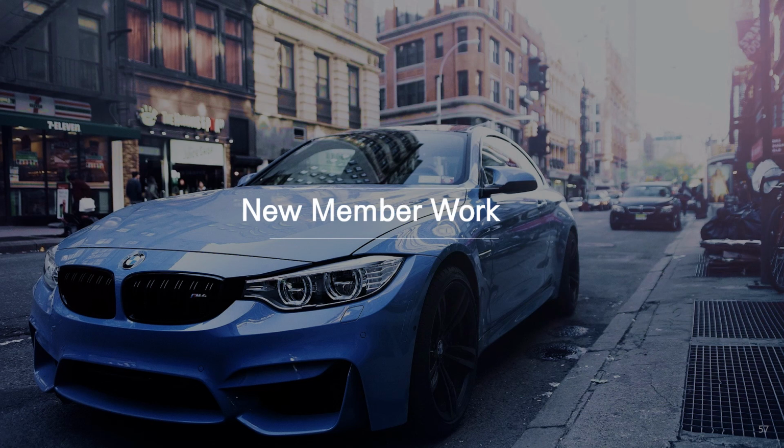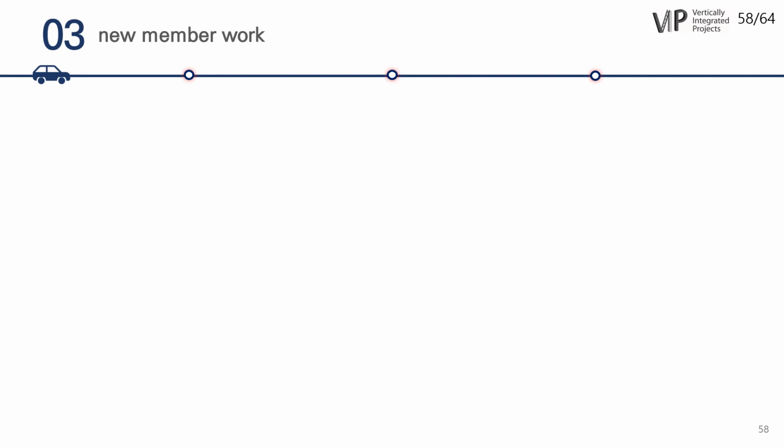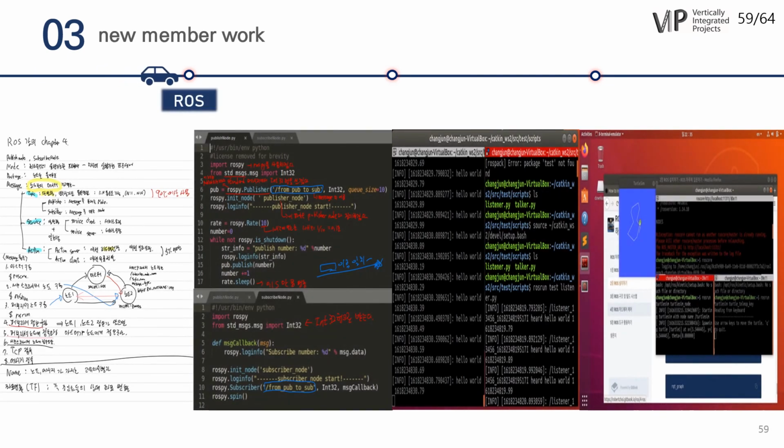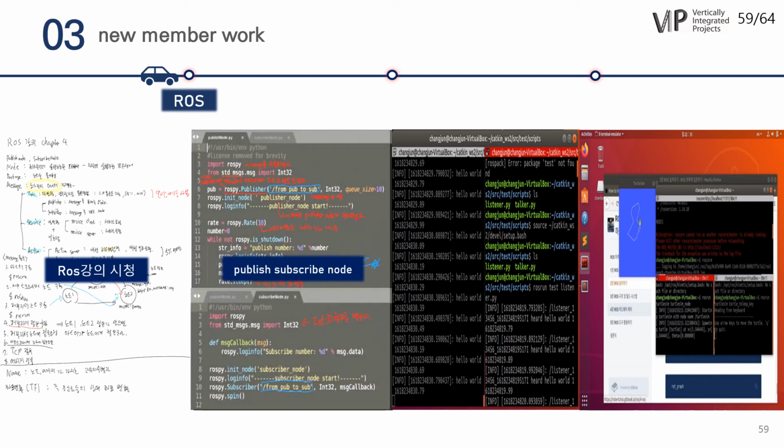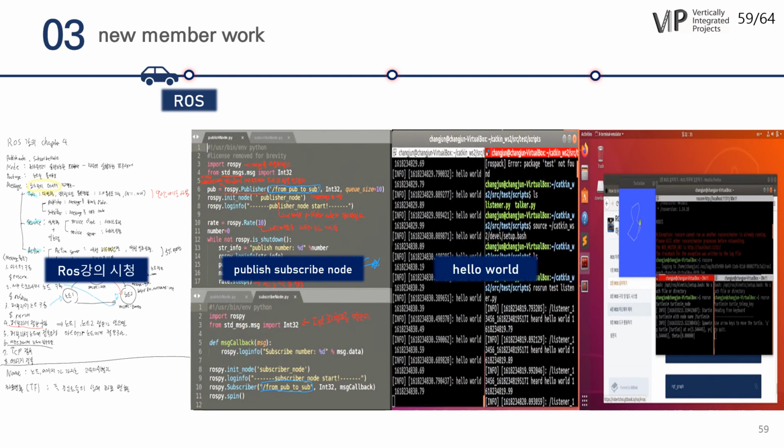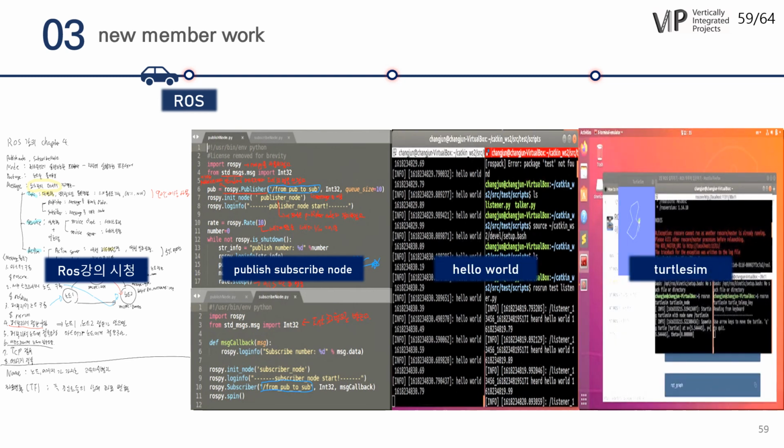Next, we will tell you about the progress that new members went through in the Control Team. Since all the new members are from mechanical engineering, we had to study basic programming. Also, we studied pure pursuit control theory, and we had to study ROS, which is used in this project basically. For that, we studied the basic structure of node, package, topic, subscriber, and publisher of ROS, and practiced Hello World by taking the lecture individually.